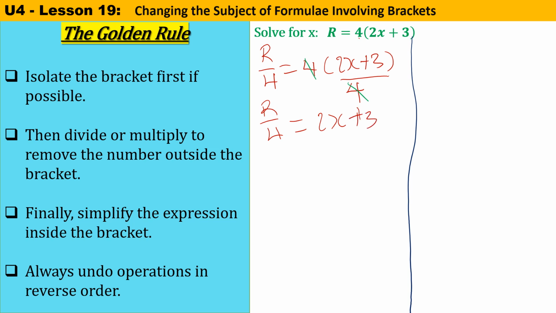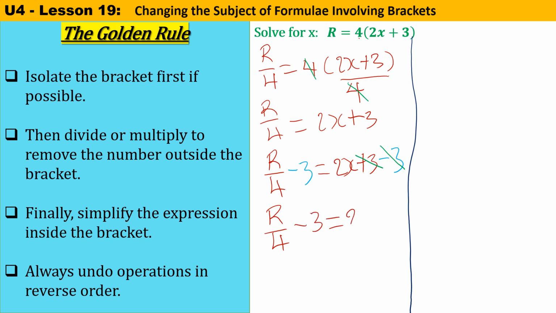Now we're adding 3 here, so we are going to go ahead and subtract, and we keep the balance. R over 4 minus 3 equal 2x plus 3 minus 3. Positive 3, negative 3 cancel out each other. So our new equation is r over 4 minus 3 equal to 2x.